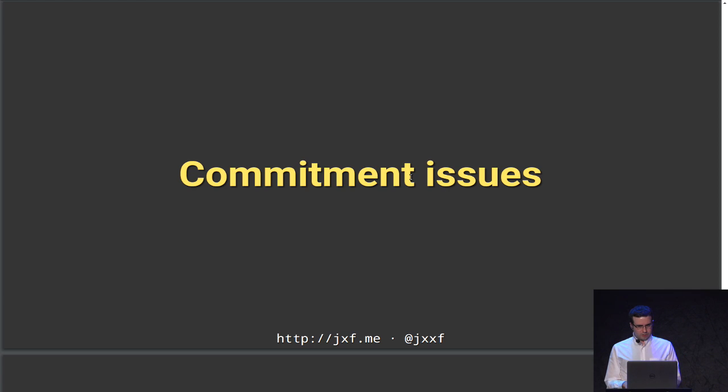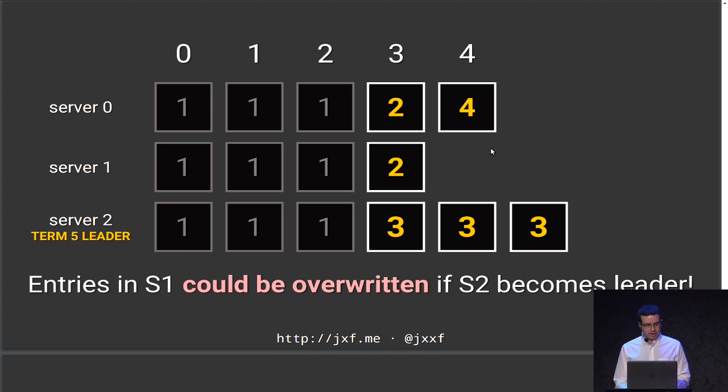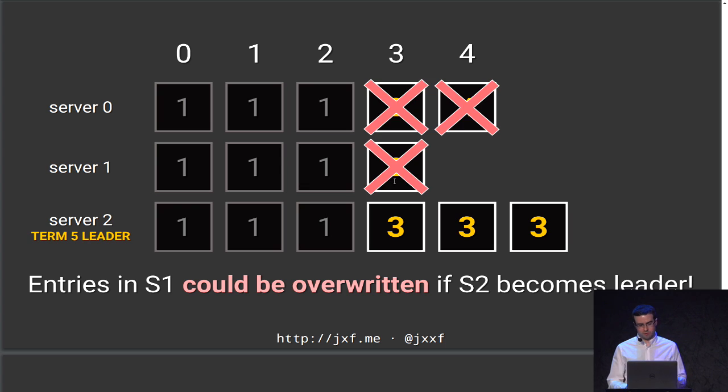So the last piece of this puzzle is that there are commitment issues in certain edge cases. The first big edge case is what happens if server 0 is the leader right now, and server 2 became the leader for term 5. Entries in S1, this entry, could be overwritten if server 2 becomes the leader, right? Because server 1 would vote for server 2, server 2 would vote for itself, now it's got a majority, and server 2 would propagate requests to overwrite entry 3, even though entry 3 is committed. That's a big problem. We thought something was committed and it got overwritten. So that's bad. All those entries that we thought were committed could go away and die.